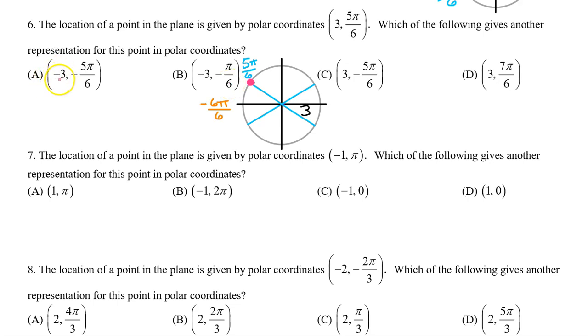Let's see if point A is going to hit this target. Because of the negative value of theta, we are rotating in the clockwise direction. We can think of pi as negative 6 pi over 6. Therefore, negative 5 pi over 6 is right here.